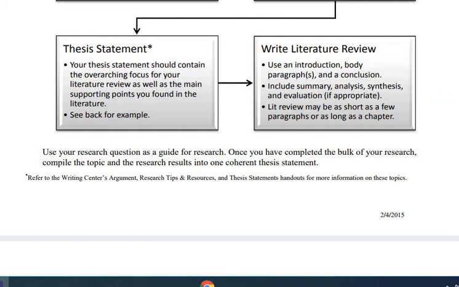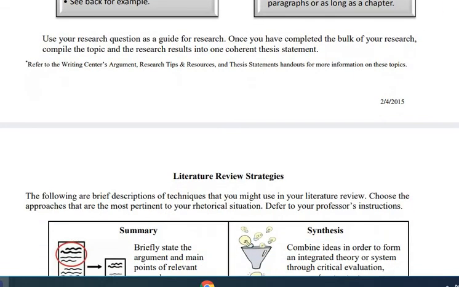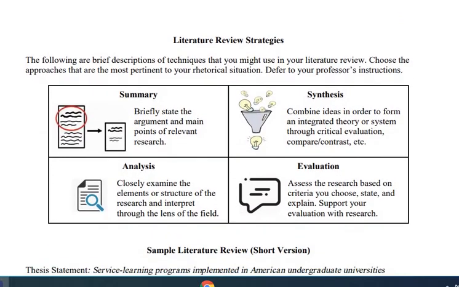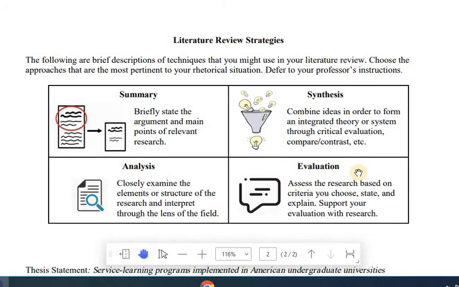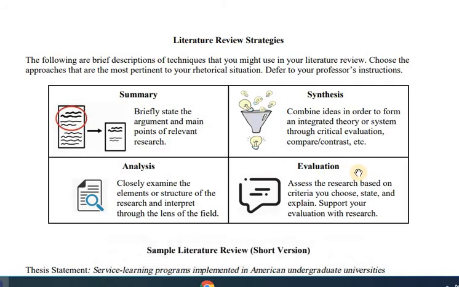Basically, in the literature review you will learn to summarize, synthesize, analyze, and evaluate. These are the 4 main skills that you need to know. Now, with the summary, you all know how to state the main points of a research paper. It's like briefing it and basically quoting from it. So you're briefly stating the arguments and the main points of a research paper.